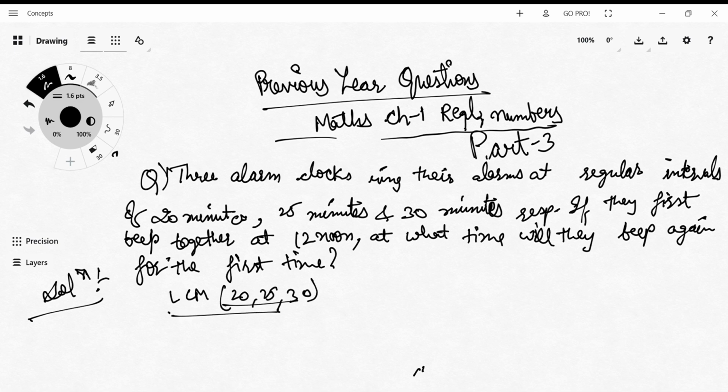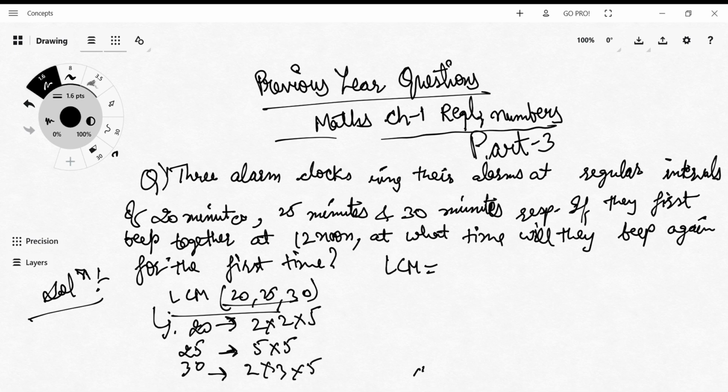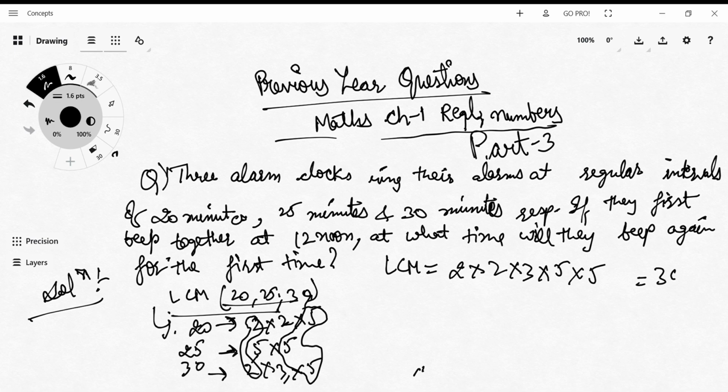Now the first step for solving this question is to do the prime factorization of 20, 25, and 30. Prime factorization of 20 is 2 into 2 into 5, prime factorization of 25 is 5 into 5, and prime factorization of 30 is 2 into 3 into 5. Now the LCM will be 2 into 2 into 3 into 5 into 5, right? Here we are getting 5 as common, and one pair of 2s, then a single 2, single 5, and single 3. So the LCM will be 300, right?